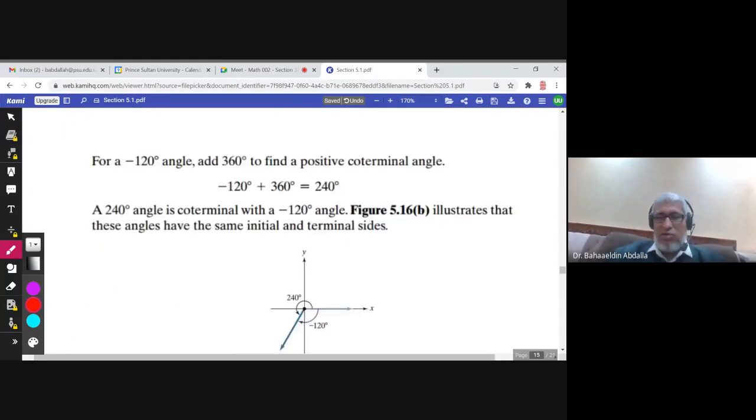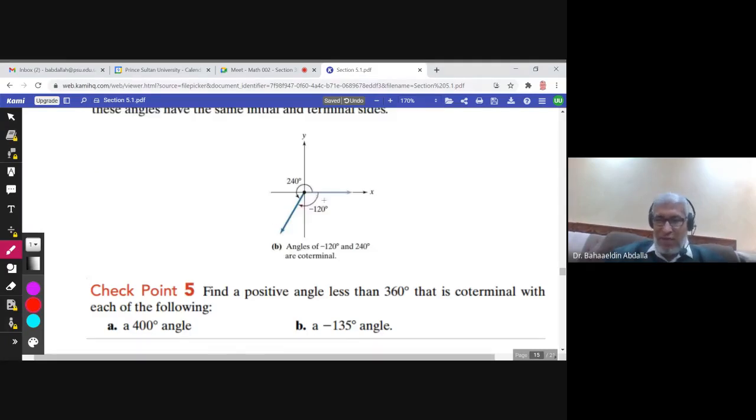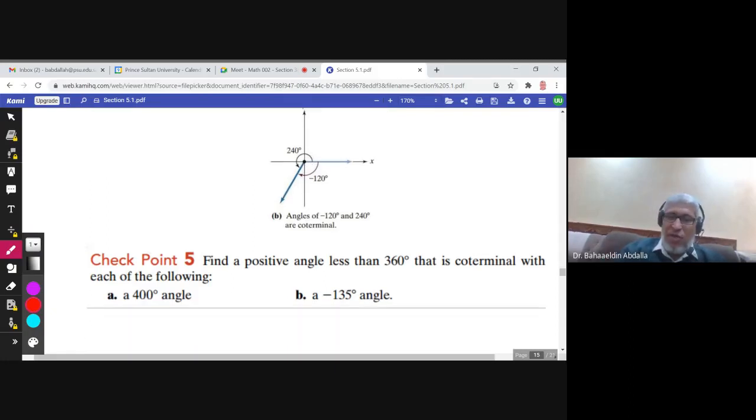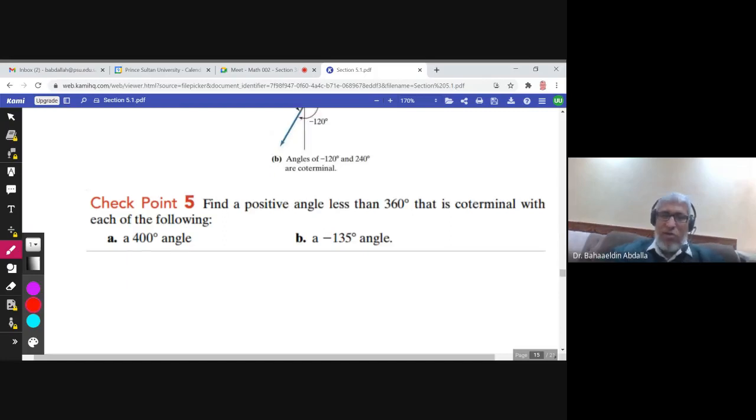Okay, so 240 would be the answer, and you can see that this is negative 120 in the standard position, and if you add 360 to negative 120, you reach 240. So this is the angle 240 in standard position. They both have the same initial side and the same terminal side, so they are coterminal angles. So you can solve this by yourself.